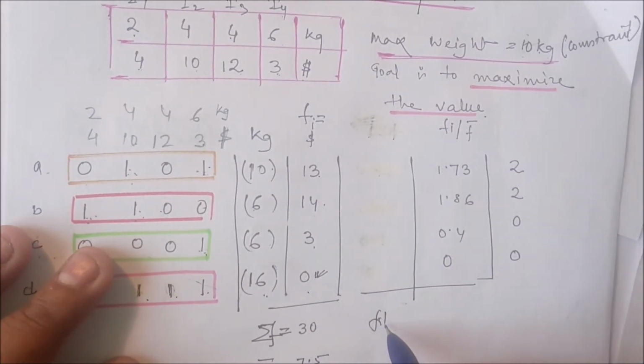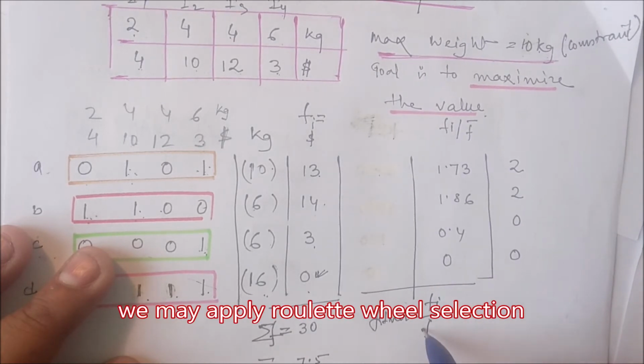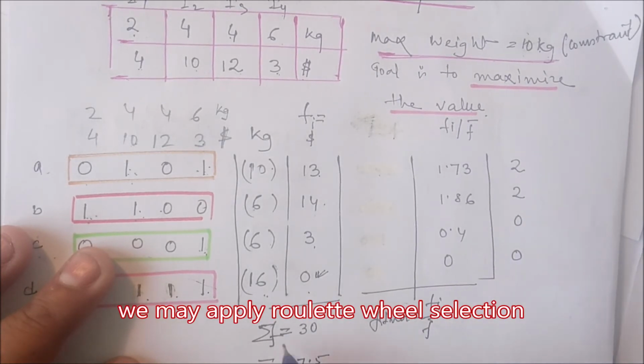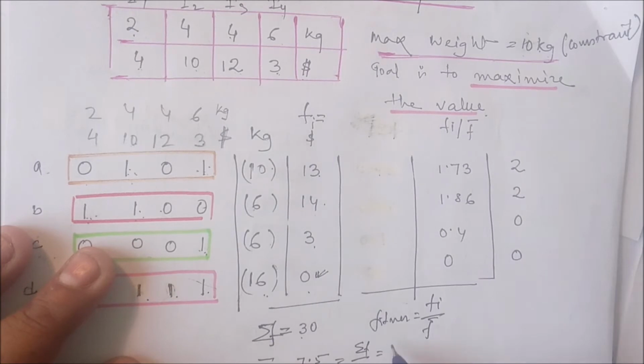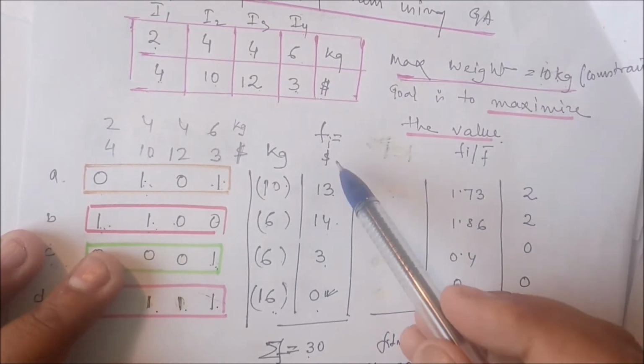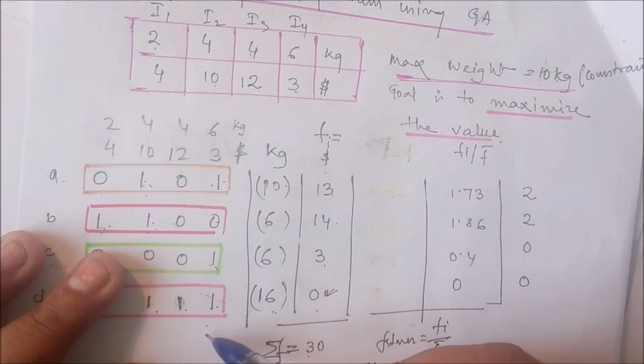To calculate the fitness, we apply the formula fi by f bar. So how to get the f bar? f bar is the summation of f divided by the number of data. So it is 30 by 4, and 30 by 4 is 7.5. So these are the costs, and that will be the fitness value of this particular individual.